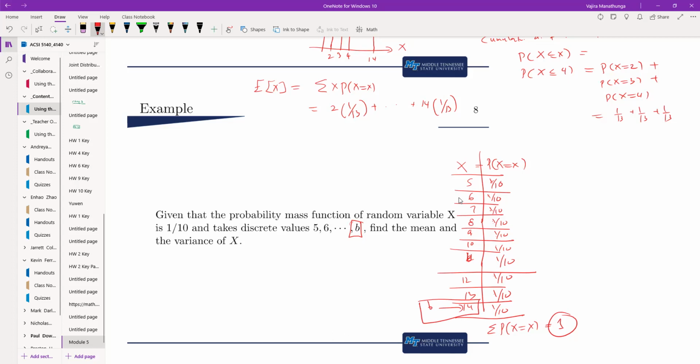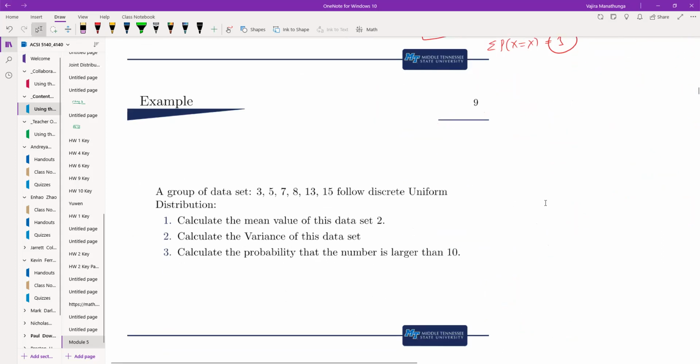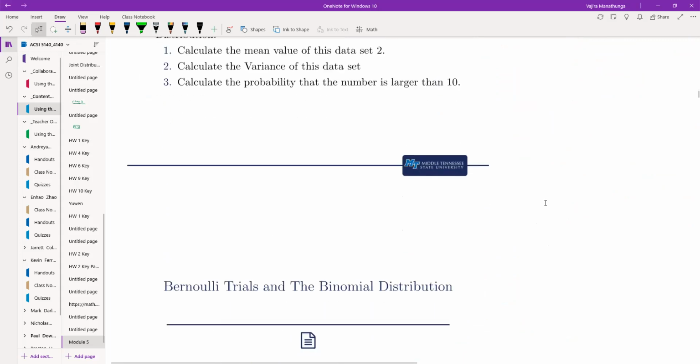Once you know the b, then you can calculate the mean. So basically, you use the formula. So in this case, you have 5 times 1 over 10, 6 times 1 over 10, all the way up to 14 times 1 over 10, and 1 over 10 is a common factor. So you can take 5 plus 6 plus all the way up to 14. Okay. And then add that, and then you get the answer. And the same for the variance, you take the second moment and you can find the variance. So that is uniform distribution. Next one, we are going to discuss Bernoulli trials and Bernoulli distribution and binomial distribution.